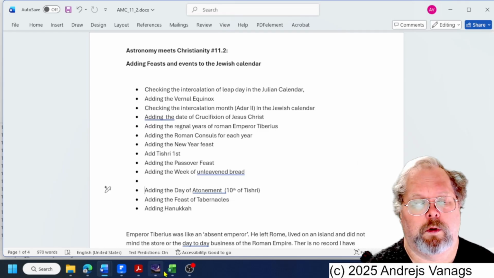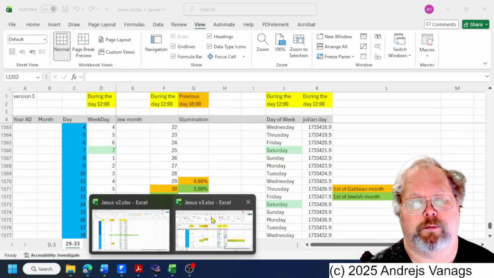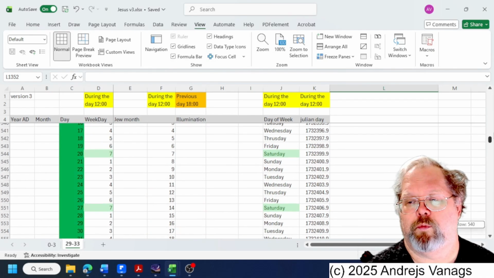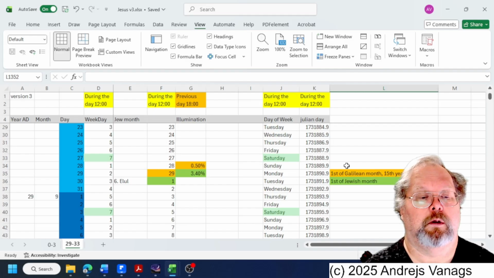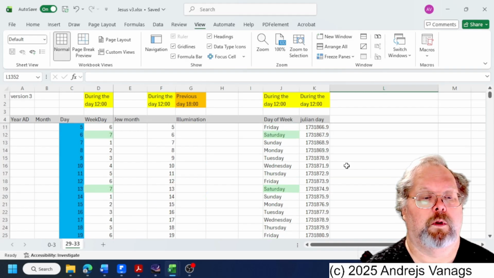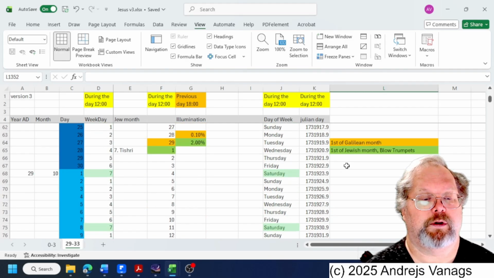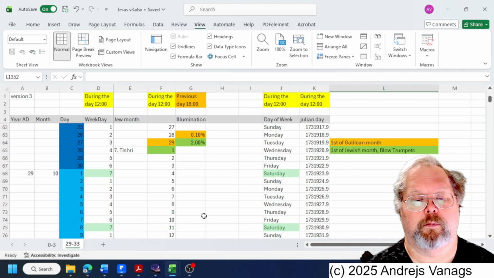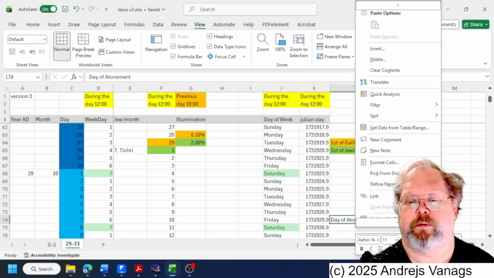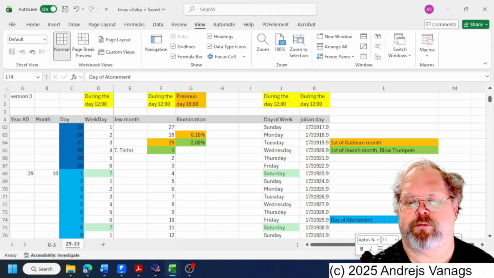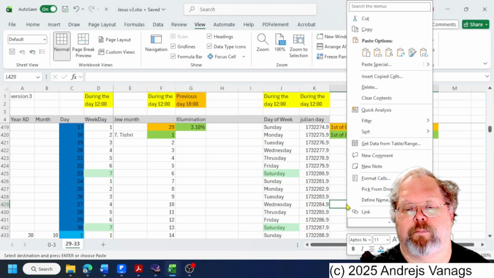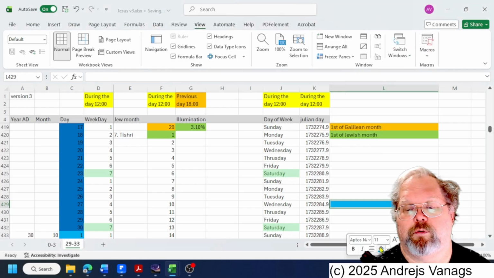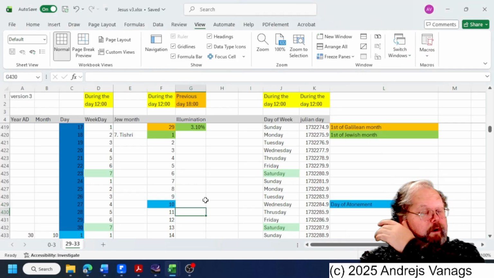So let's do the Day of Atonement, which was also a holy day, or a holy convocation day. That was in the month of Tishri, the 10th of Tishri, the Day of Atonement. This is a holy convocation day. Let's make it blue. Tishri, the 10th of Tishri. You have the Day of Atonement. And this is also a very important day.